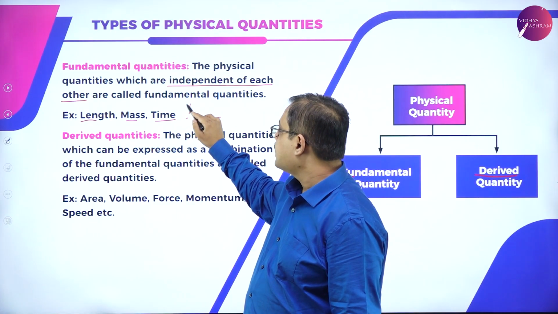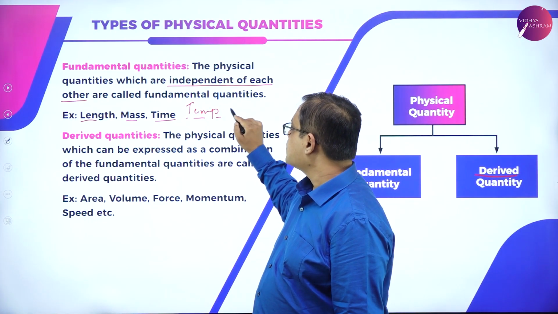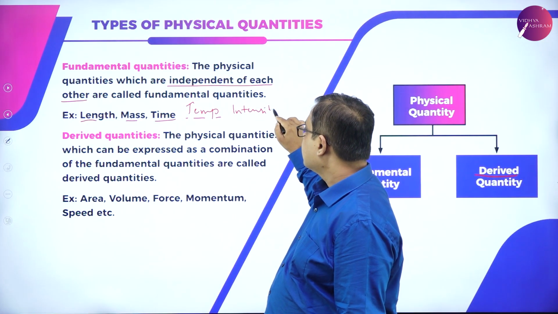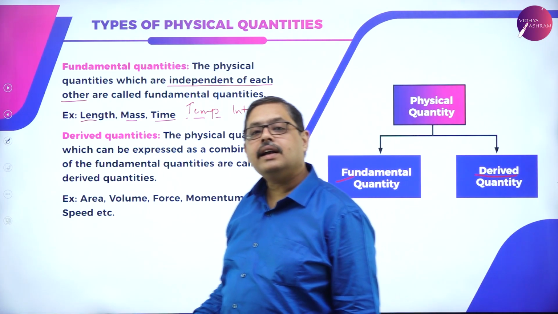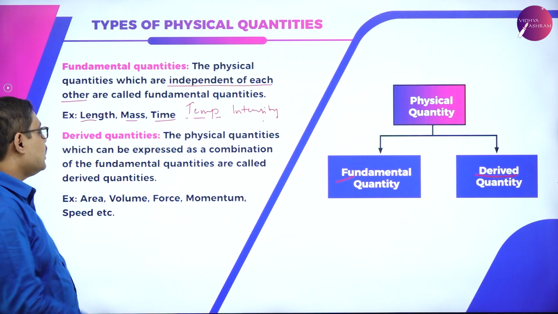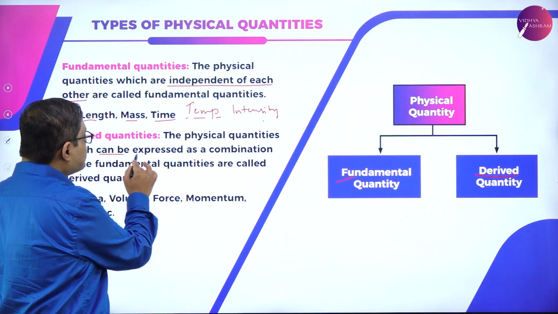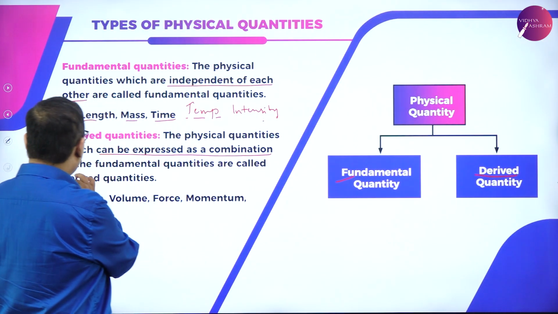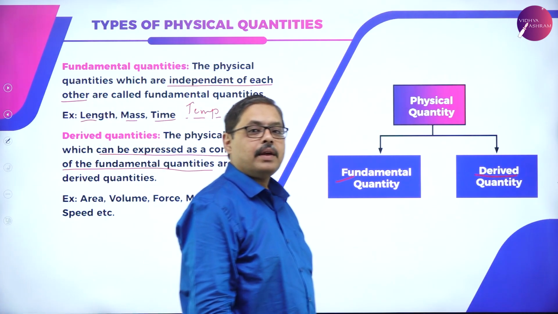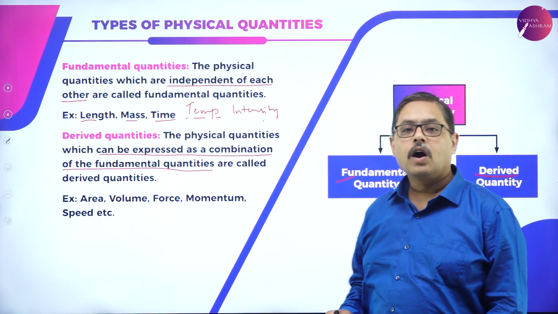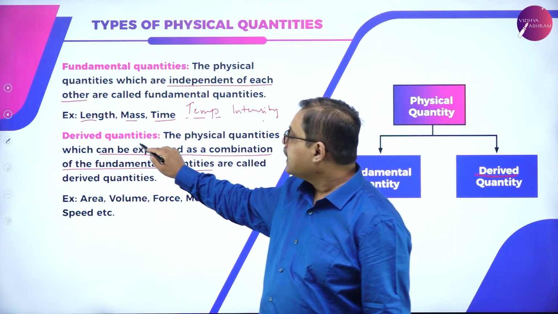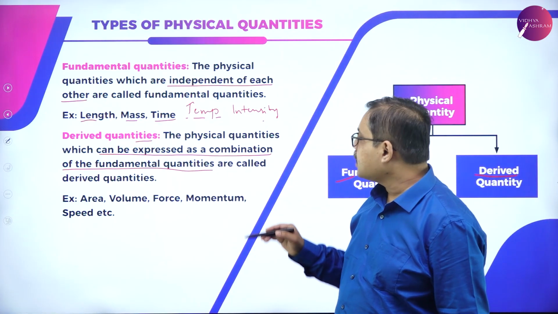It could be temperature, as I said previously, the intensity of light, luminous intensity, etc. Then what are derived quantities? Derived quantities are those physical quantities which can be expressed as a combination of the fundamental quantities. Those quantities which can be expressed as a combination of one or more fundamental physical quantities are called derived quantities. So what is the example?